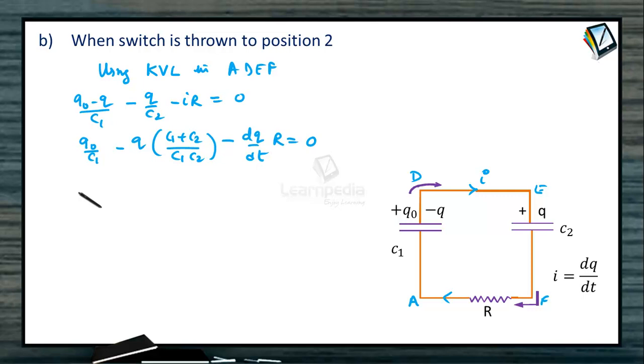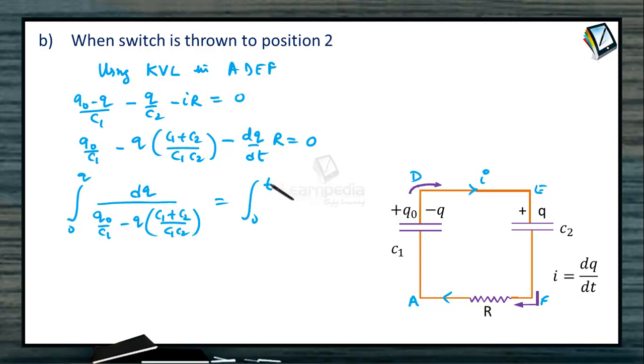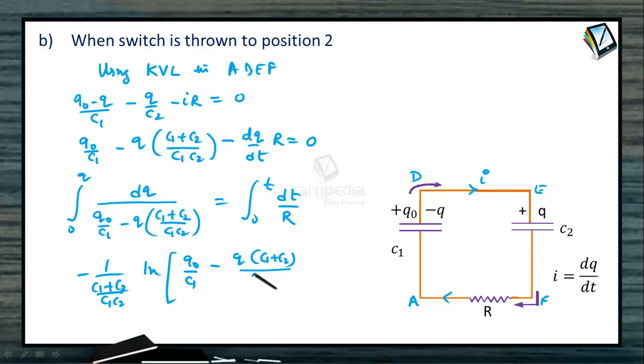So we can integrate, bringing all dq terms together. Integral from 0 to q of dq divided by [Q naught by C1 minus Q times (C1 plus C2) divided by C1 C2] is equal to the integral of dt by R, which gives us minus 1 by [(C1 plus C2) divided by C1 C2] times ln of [Q naught by C1 minus Q (C1 plus C2) divided by C1 C2] from 0 to Q is equal to T by R.